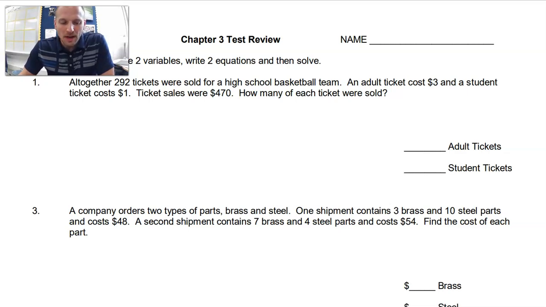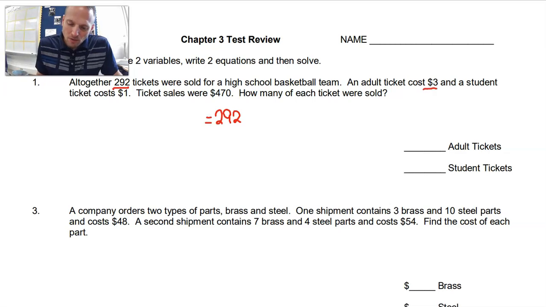Altogether, 292 tickets were sold for a high school basketball team. I'm gonna highlight this 292. I know that's a total. It says altogether, so I'm actually just going to put that in right away, equals 292. Put the totals after the equal sign. An adult ticket costs $3 and a student ticket costs $1. Those are going to be important. And ticket sales were a total of $470.